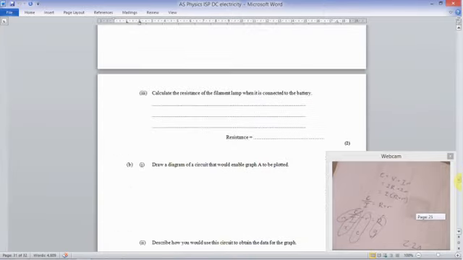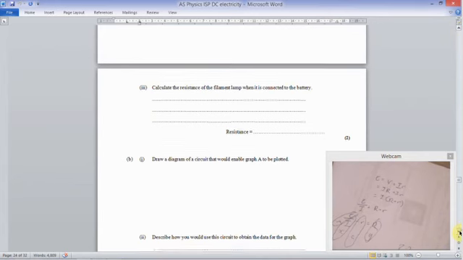Next, draw a circuit diagram that would enable graph A to be plotted. Okay, so graph A, we know what these look like. These internal resistance diagrams, and they're investigating a filament lamp, so it needs to be a filament lamp here. The voltmeter could be across over here, or it could be across this, whichever, and the ammeter needs to be in series with the circuit. It's pretty straightforward.